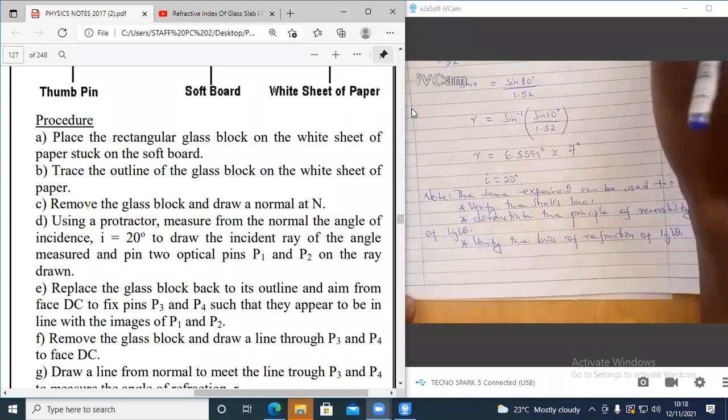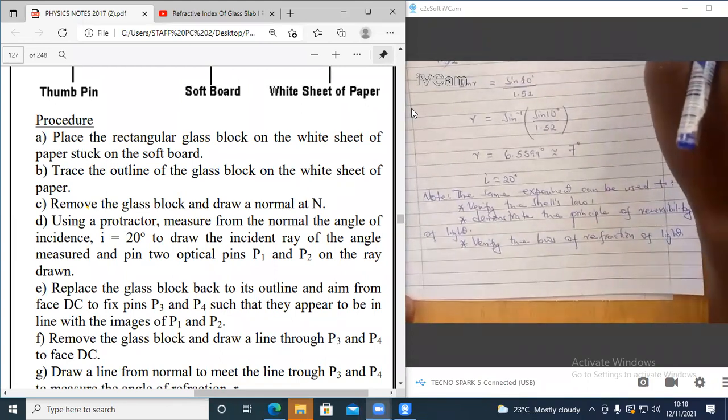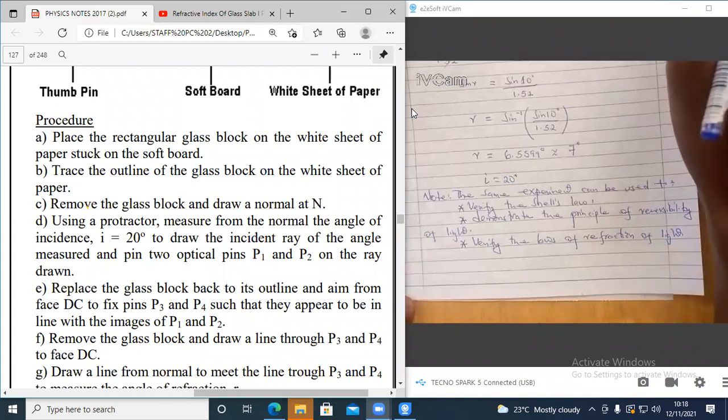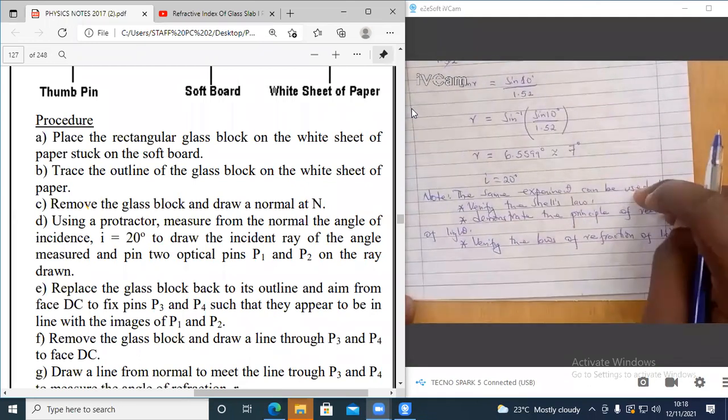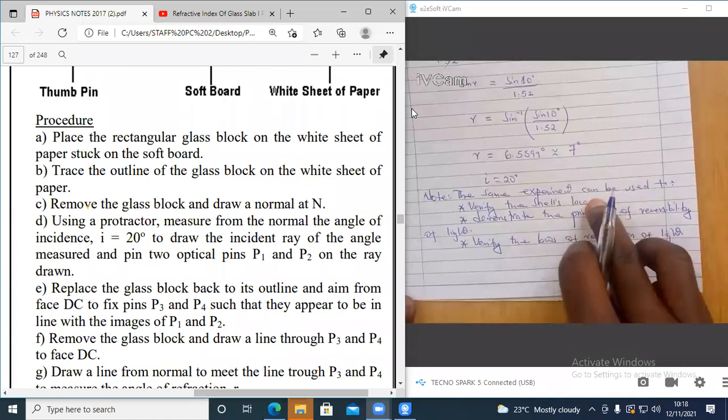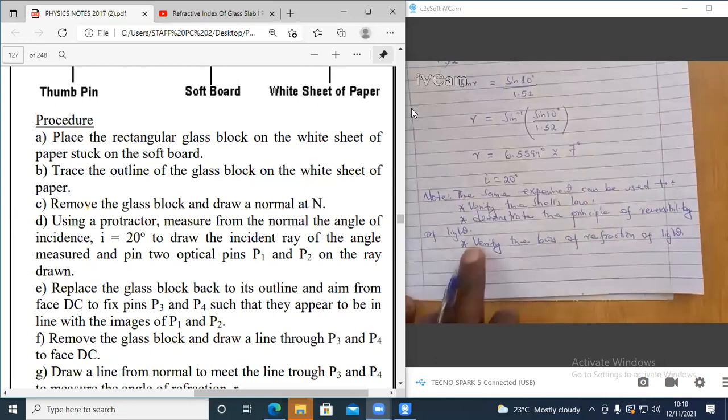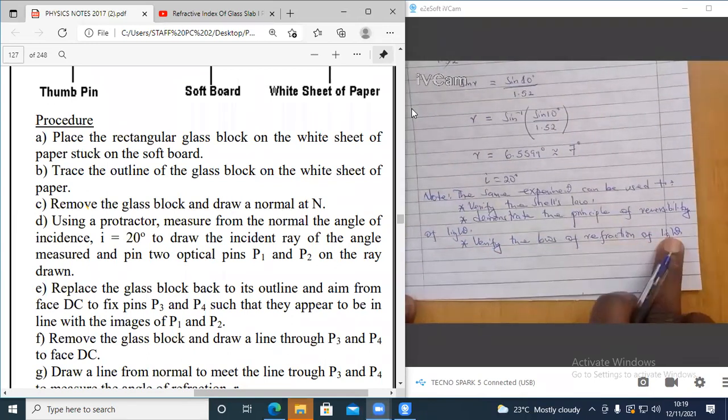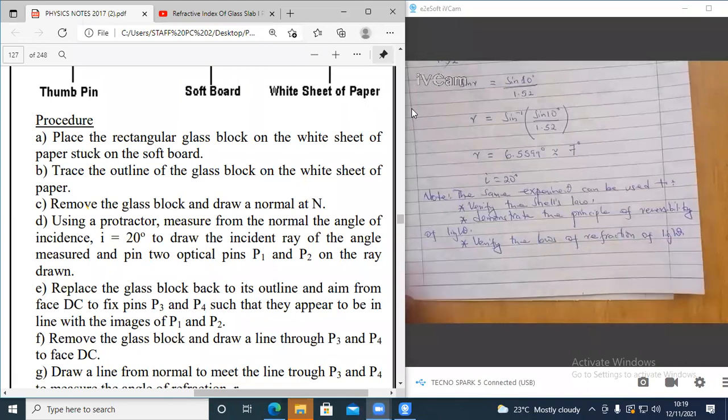So in the same experiment we have done, how many possible questions can be set from there? There are 4 possible questions. The first one is determine the refractive index. The second can be used to verify Snell's law. The third can be used to demonstrate the principle of reversibility of light. Then the fourth one can be used to verify the laws of refraction of light. The procedures are the same. The only thing that will change is the conclusion.